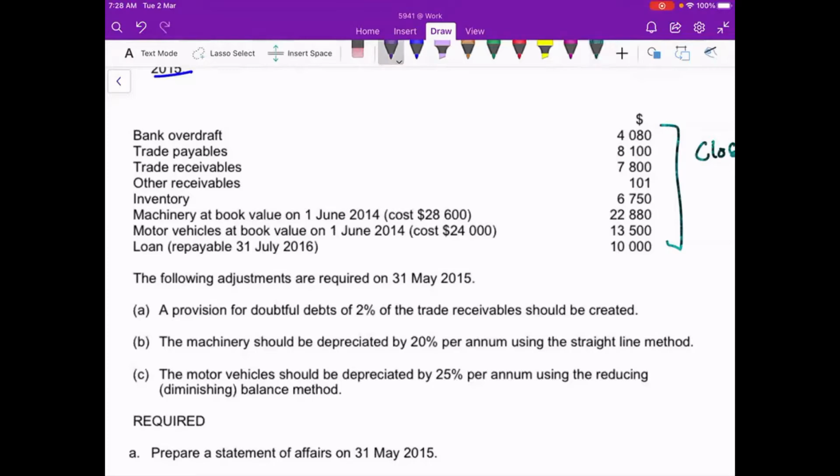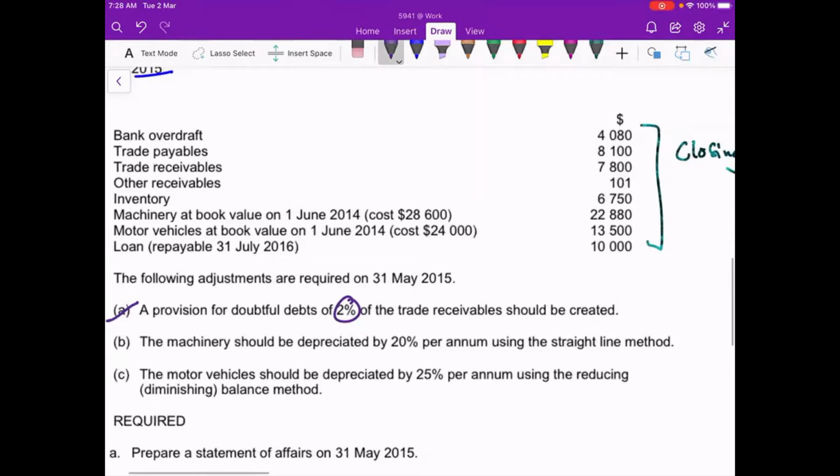First one, a provision for doubtful debt, 2% of the trade receivable should be created. So this is a PDD. What is the formula to calculate PDD? The formula to calculate PDD is your trade receivable times the percentage. So I write PDD, and then the calculation is trade receivable.